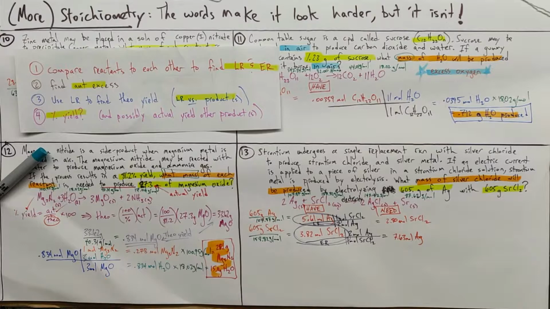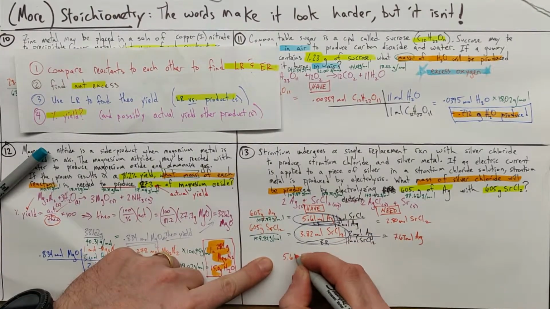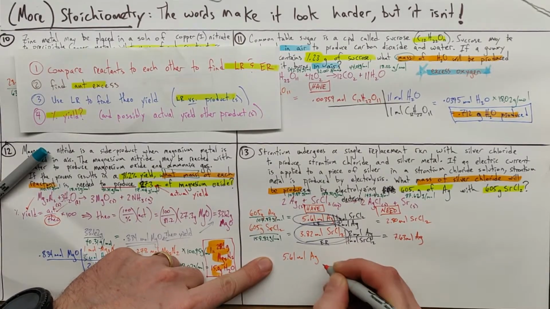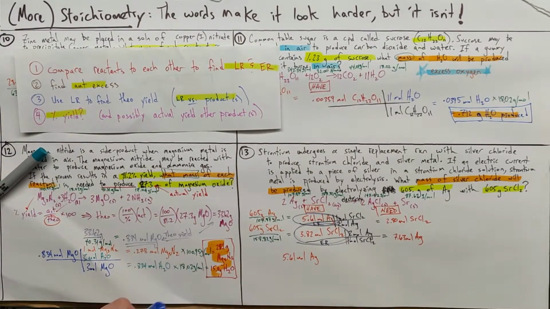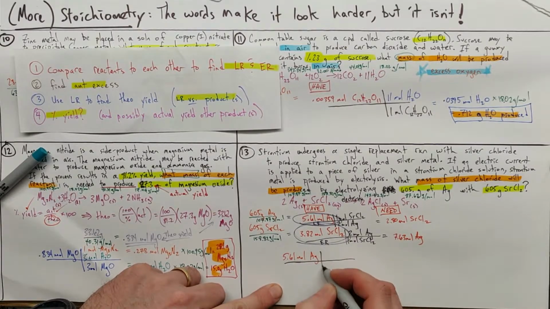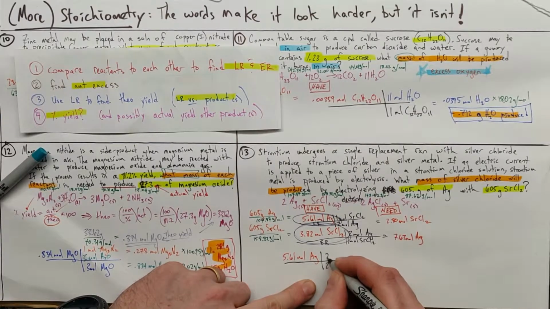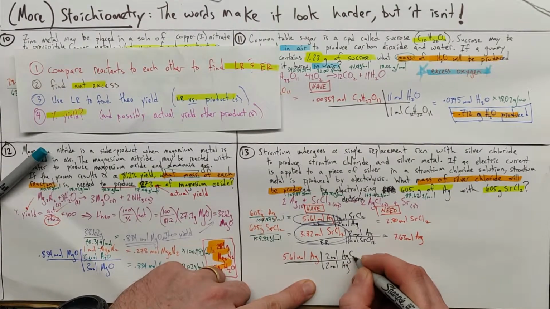As we carry down the 5.61, we know that for every 2 moles of silver, what I'm interested in is the silver chloride. So 2 moles of silver, 2 moles of silver chloride.